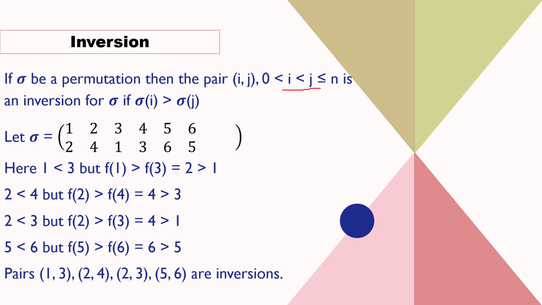I is less than j, but the image of i is greater than the image of j. And then that pair of i and j is called an inversion. This is the condition. So how do you perform this?